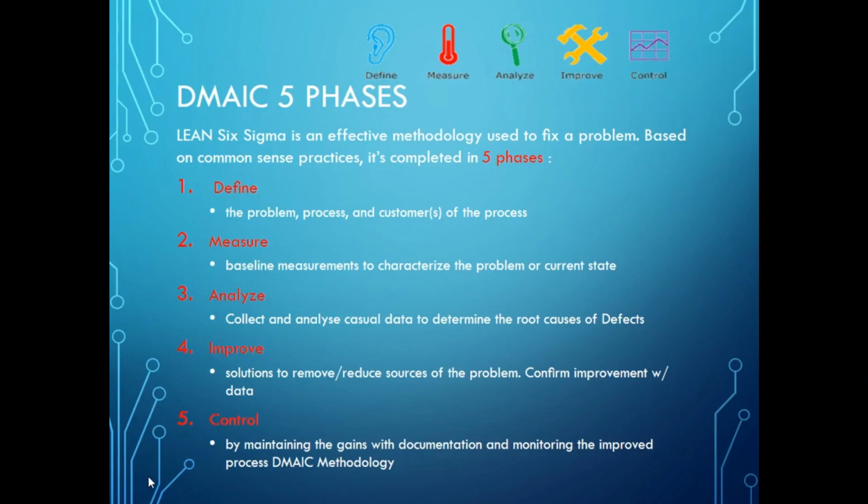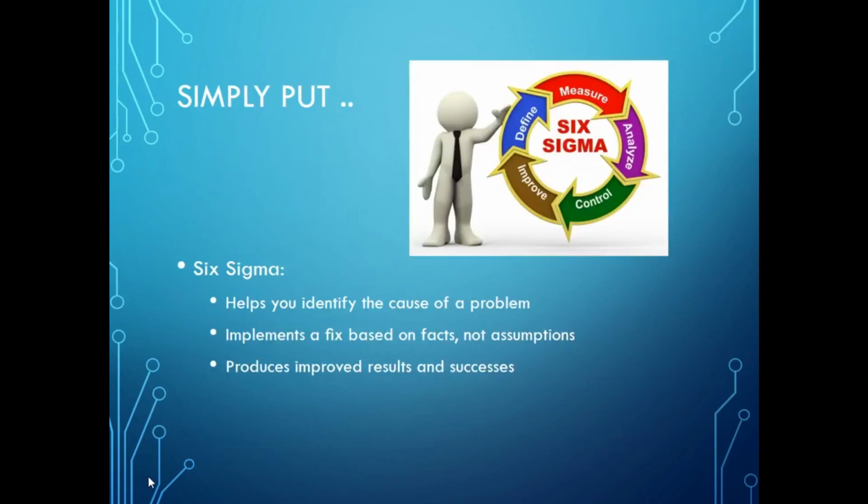The control phase then is the final phase of the Lean Six Sigma process. The team focuses on how to sustain newly achieved improvements by passing it on to other employees. And this is done through process control planning, monitoring and response plans, or even documentation control. So simply put, Six Sigma helps you identify the cause of a problem, implements a fix based on facts, not assumptions, and produces improved results and successes.